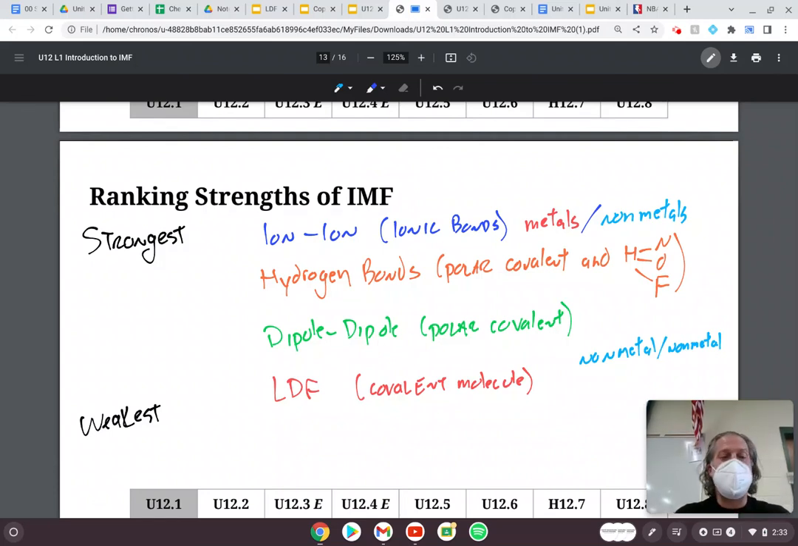So strongest is ion-ion. Next would be hydrogen bonding. Next would be dipole-dipole. And weakest would be London dispersion forces.